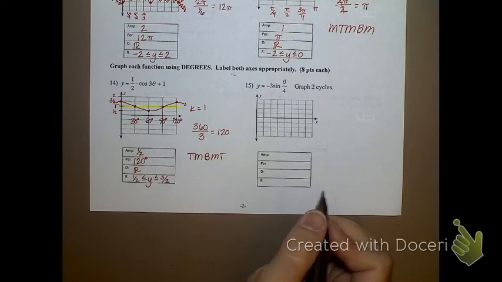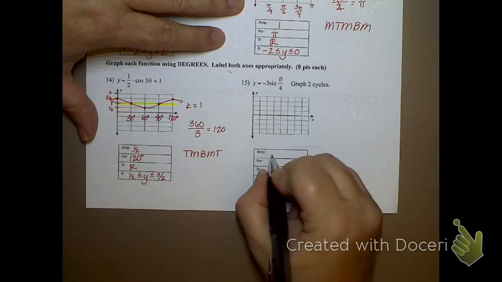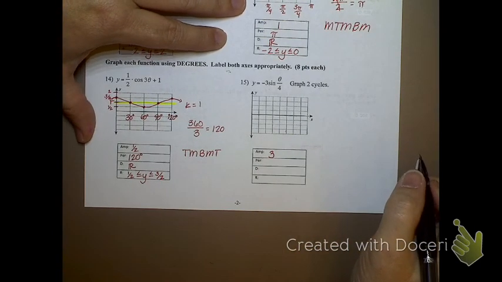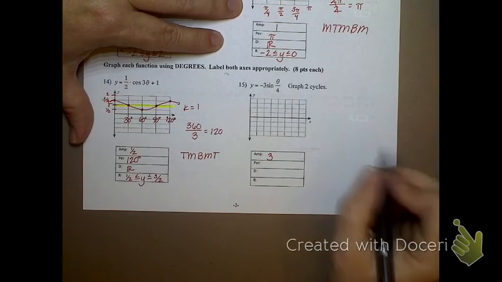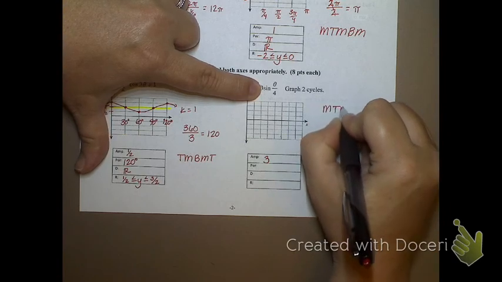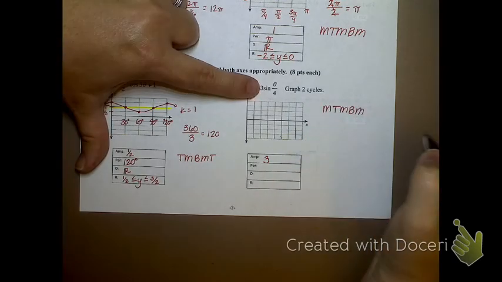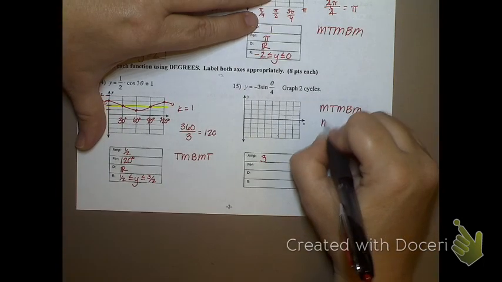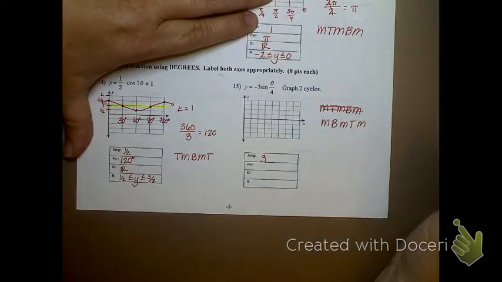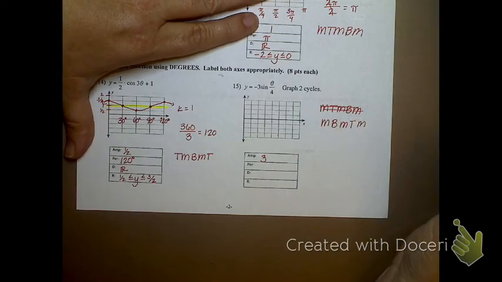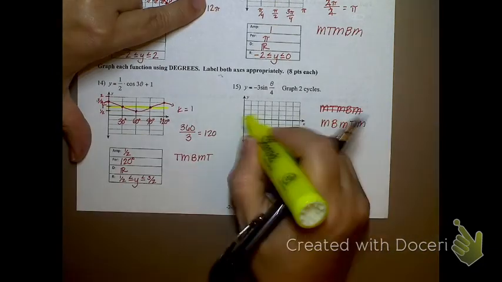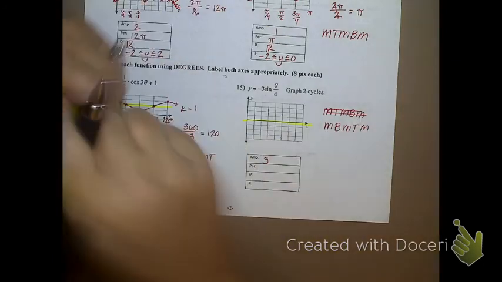All right, last one. What is my amplitude? 3. Is it -3? No, my amplitude always has to be positive. The negative just tells me that instead of doing my usual sine, which is middle, top, middle, bottom, middle, I need to change it to middle, bottom, middle, top, middle to get those T's and B's switched. Okay? Where's my midline? 0. So K equals 0.